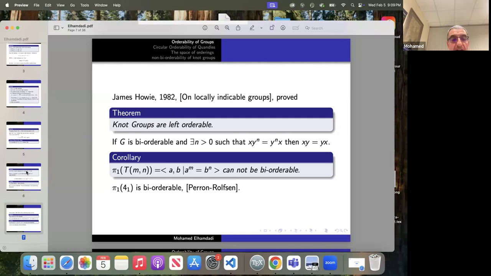The fundamental group of the figure 8 knot is bi-orderable. This is a result of Perron and Rolfsen.